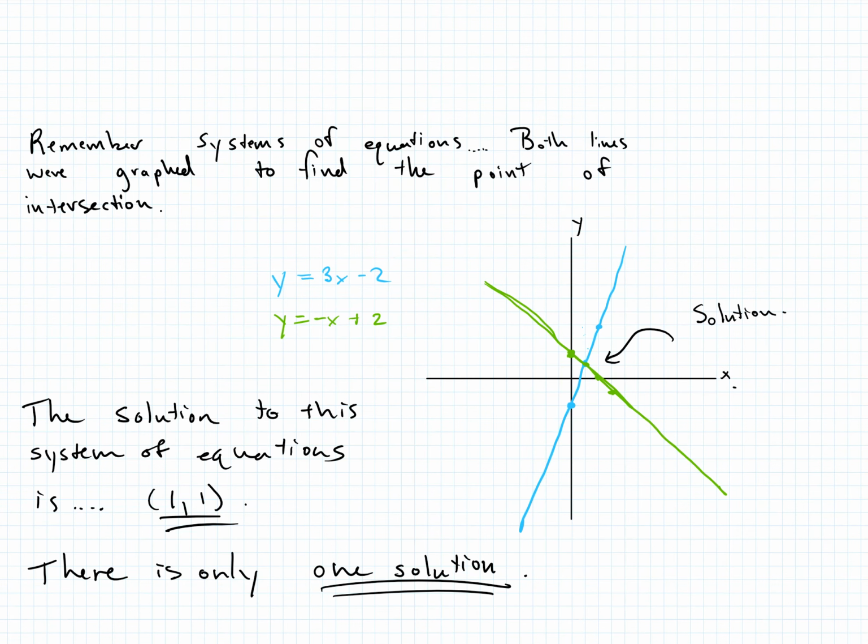Now you might remember that we just did a chapter on systems of equations. Both lines are graphed to find the point of intersection, right? So if we had two lines and we graph them, then the solution is the point where they cross. And sometimes there were infinite solutions, sometimes there was no solution, but there was usually just one solution. So for example, the solution to this particular system of equations is (1, 1). There's only one solution. All right, so when you have the equal sign, that's an equation, and there's usually one solution.